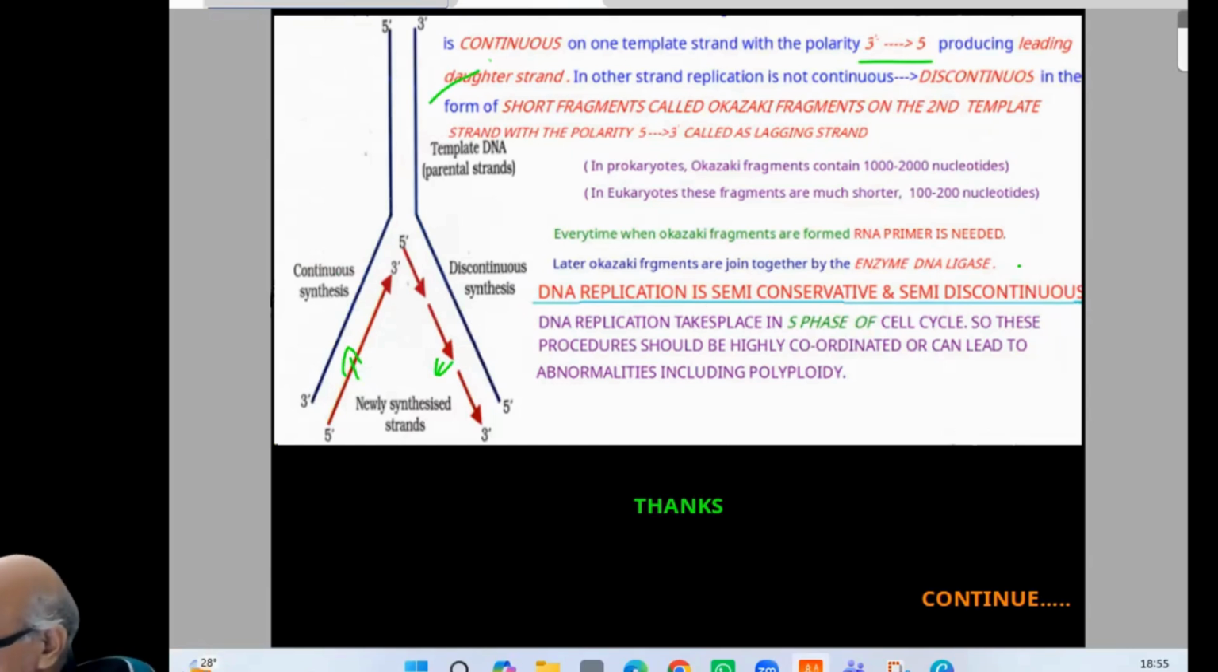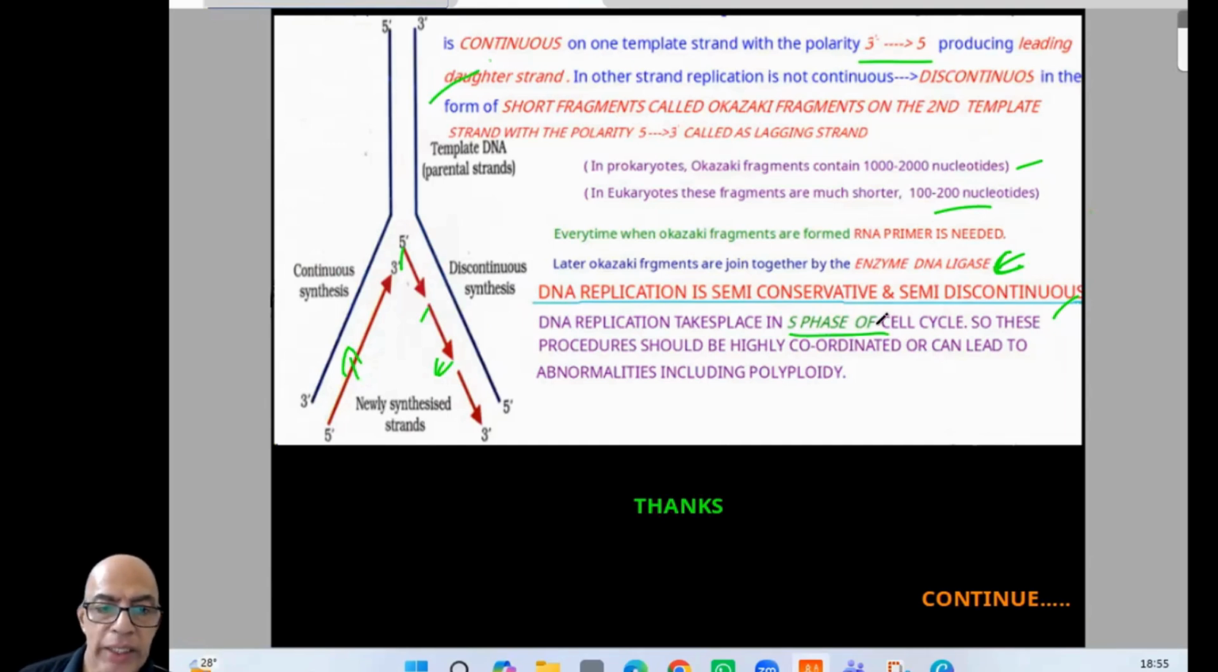And remember, next is data. In prokaryotes, Okazaki fragments contain 1,000 to 2,000 nucleotides. In eukaryotes, it is around 100 to 200 nucleotides. Just the data given, that's all, not in NCERT. Every time Okazaki fragments are formed, each fragment needs an RNA primer, and the enzyme RNA primase is also needed for each strand. Later, Okazaki fragments are joined together by the enzyme DNA ligase. That is why ligase. DNA replication is semi-conservative and semi-discontinuous, important. Then DNA replication takes place in S phase. Again important, the cell cycle may be studied. So this procedure should be highly coordinated or it can lead to abnormalities, including polyploidy or even mutation.